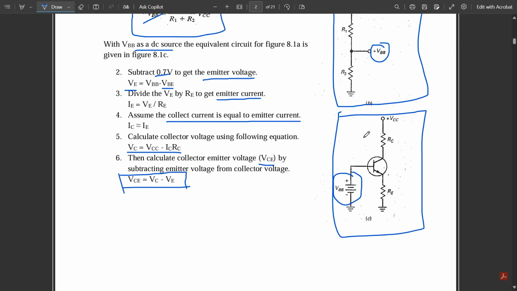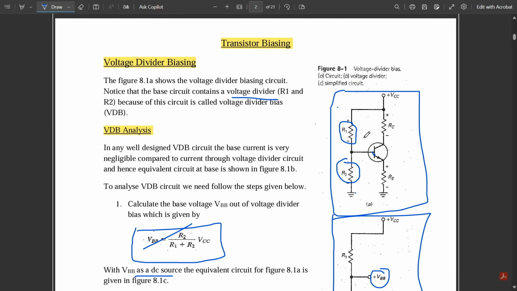Okay, so this was the complete VDB analysis. So hope you understood this part. Under transistor biasing, this concept is very, very important.